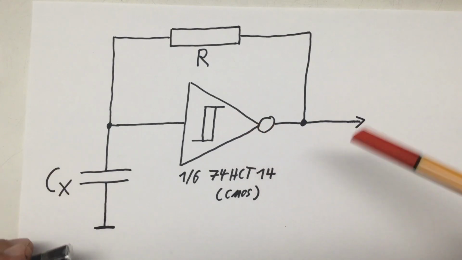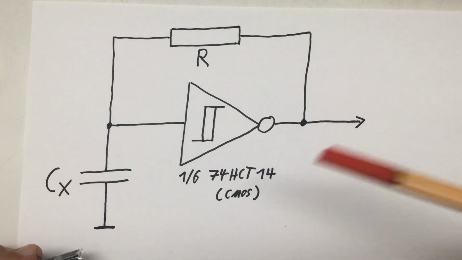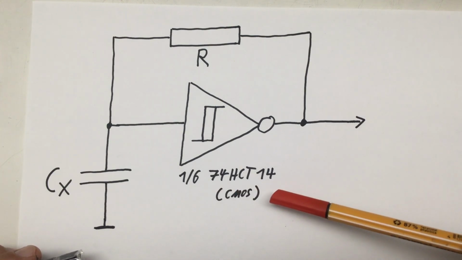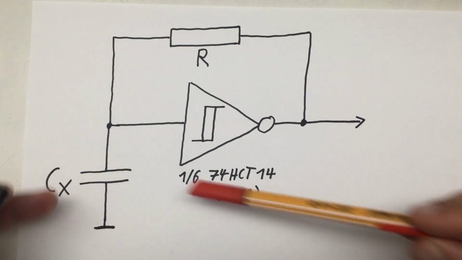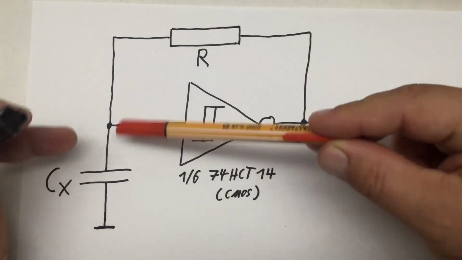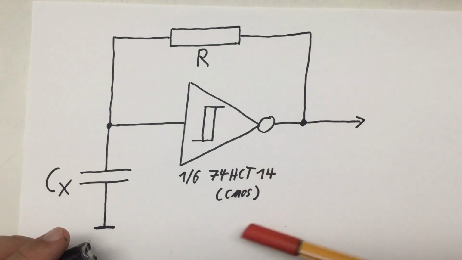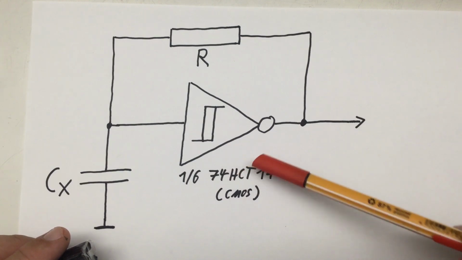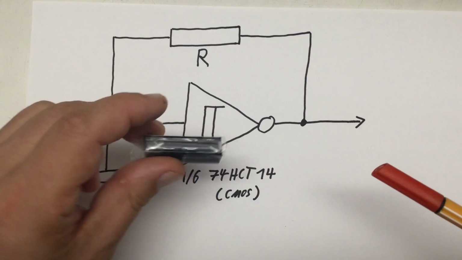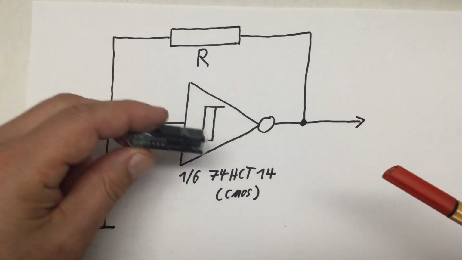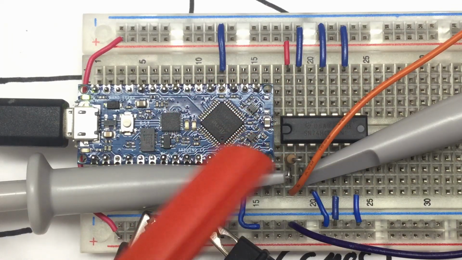I will be using here one sixth of a 74HCT14. That's the CMOS version of the 7414. And you don't need to bother with our large resistor and small capacitance here with TTL logic or low power Schottky. You have to go for the HCT CMOS version of that logic chip. And that was the chip I hadn't in my lab. I had to order it. And that's exactly what I have on my breadboard here.